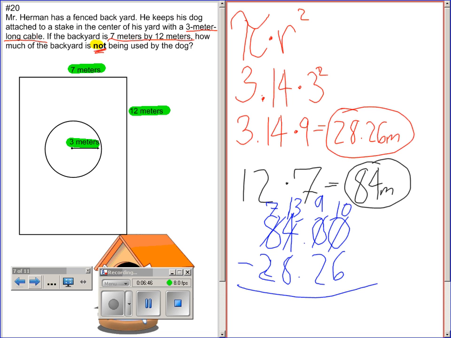So 10 minus 6 is 4. 9 minus 2 is 7. 13 minus 8 is 5. And 7 minus 2 is 5. So the dog is not using 55.74 meters of the yard.